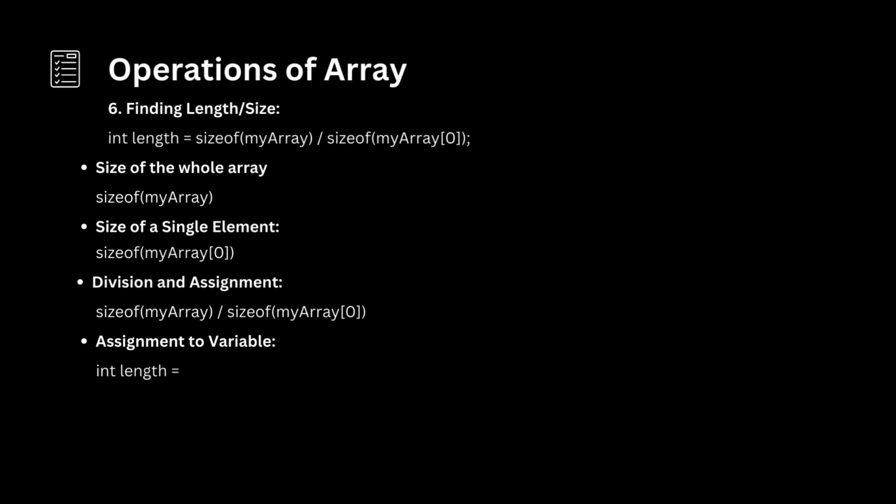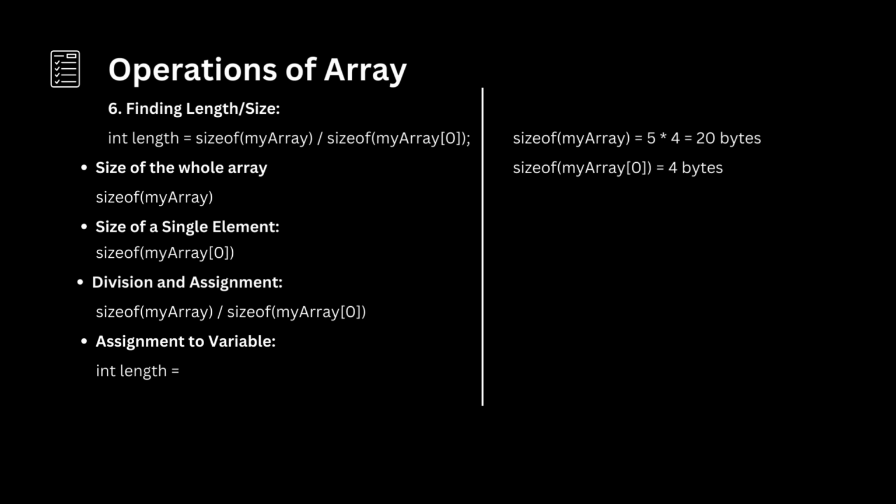If myArray is an array of integers, and let's say the size of int is 4, assuming a 32-bit system, sizeof(myArray) = 5 * 4 = 20 bytes. sizeof(myArray[0]) = 4 bytes. So the length = 20 / 4 = 5. Therefore, after this line of code, the variable length will have the value 5, indicating the number of elements in the array. The next operation is iteration.